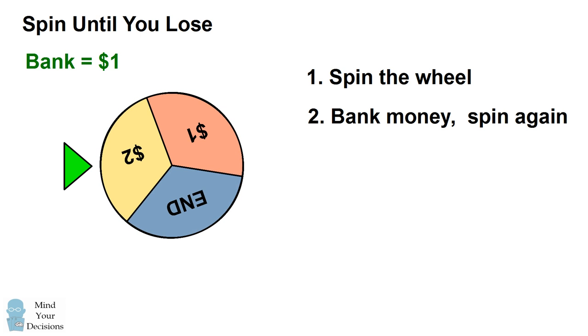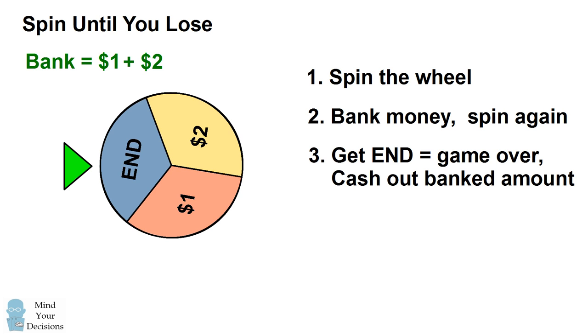If you end up on $2 on your next spin, you get to add that amount to your bank. So now we have a total of $3 in the bank, and we keep spinning the wheel. If we land on the value of end, that means the game is over and we cash out whatever value we've banked. So in this game, we've won $3.